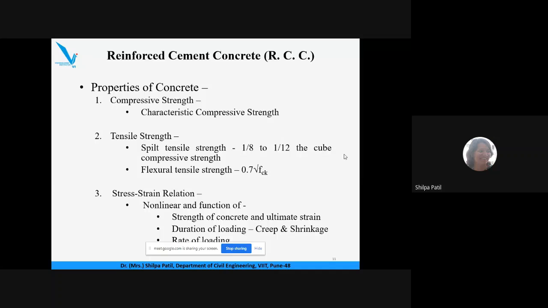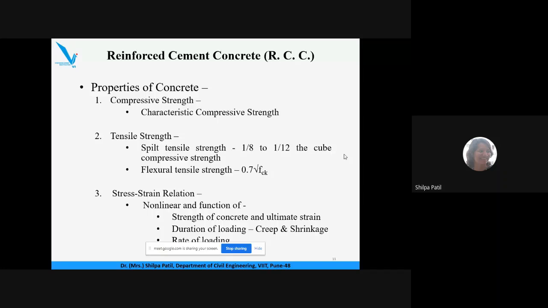Sometimes instead of applying a central point load, we apply 2 equidistant loads, equally spaced from the center. This is called a 4-point bending test. In both ways, we perform a flexural test of the beam and calculate the tensile strength. The tensile strength calculated this way is called the flexural tensile strength, and it normally has a relation with the compressive strength of concrete as 0.7 root fck.